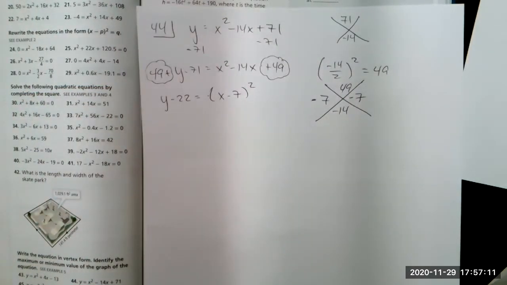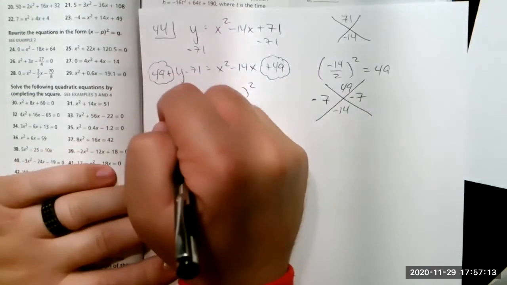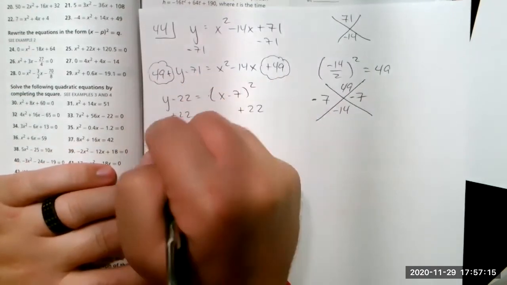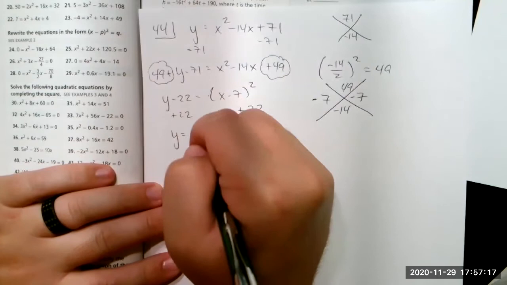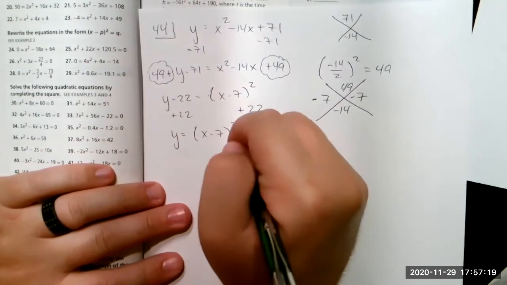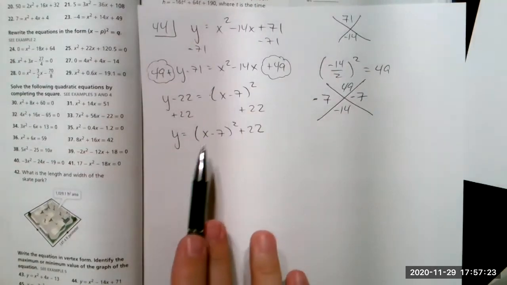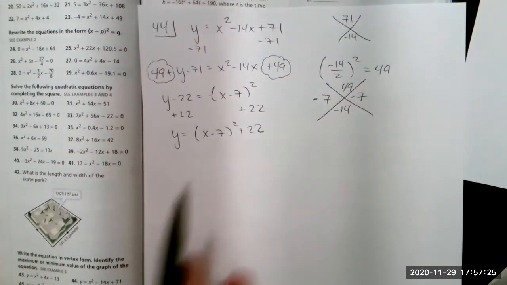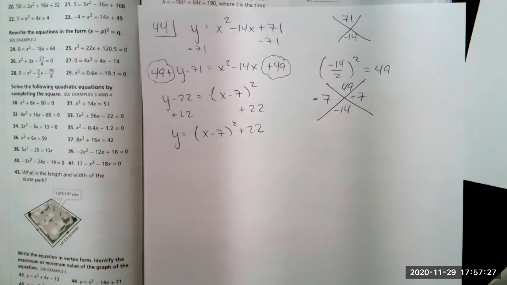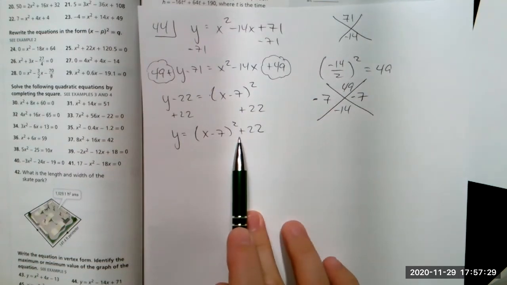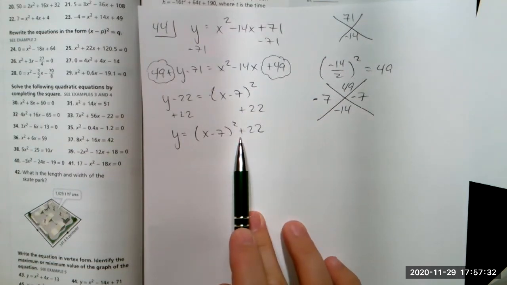Now, this is the point where I can go ahead and add 22 to move that constant back over to the right-hand side. So what I've essentially done is taken that standard form that we started off with, and I rewrote this in vertex form. So let's look and see what they want us to do. Write the equation in vertex form, which I did. Identify the maximum or minimum value of the graph.